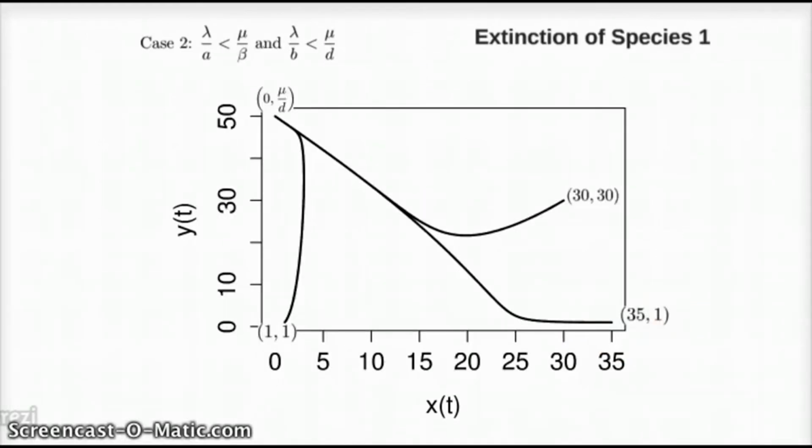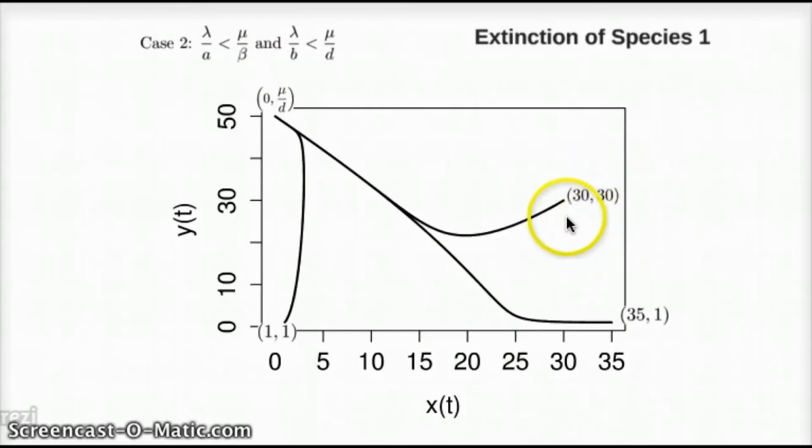Now for case number two, which is the scenario in which species one goes extinct. This is the equilibrium point 0, comma mu over d. We're testing numerical solutions with three different initial conditions. We initialize at 1, 1, and initialize at 35, 1. This would be x at 0 is 35, y at 0 is 1, and you can see how these curves are quickly converging to the point 0, mu over d.